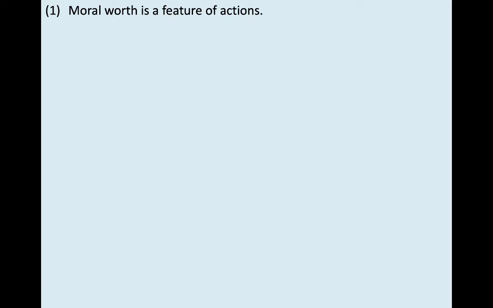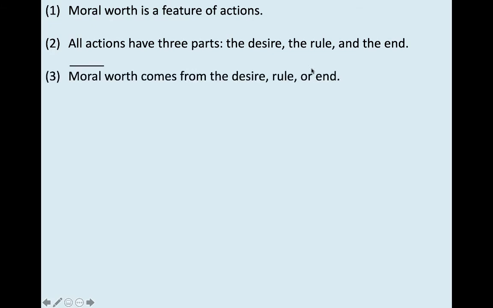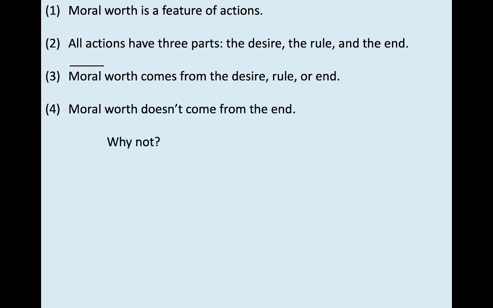So he says, moral worth is a feature of actions. All actions have three parts: the desire, the rule, and the end. There's, of course, the fourth part, the means, but he thinks the means are just a consequence of the desire and the rule. Therefore, moral worth must come from the desire, the rule, or the end. Well, moral worth doesn't come from the end.